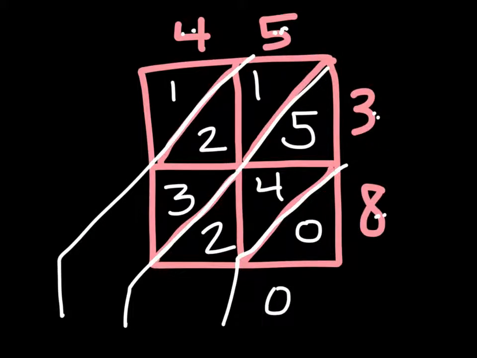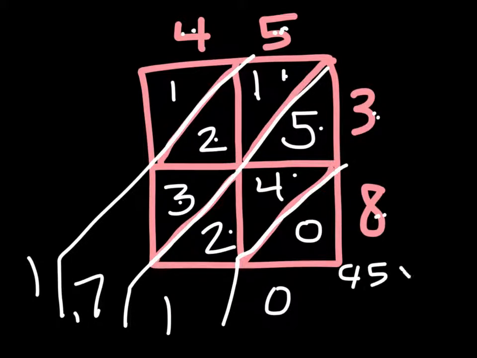The next thing I'm going to take are my diagonals and add those all up. Nothing in this diagonal. 5 plus 4 is 9. 9 plus 2 is 11. Carry my 1. 1 plus 1 is 2. 2 plus 2 is 4. 4 plus 3 is 7. And bring down my 1. So the answer to 45 times 38 is 1,710.